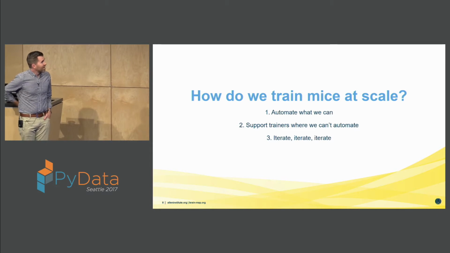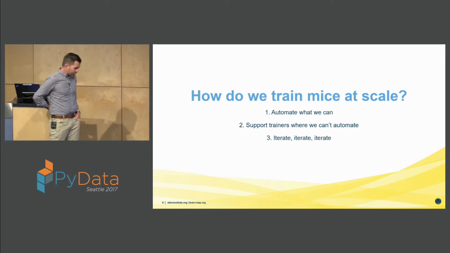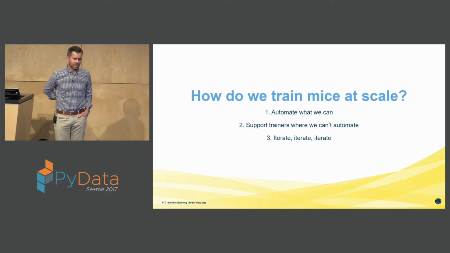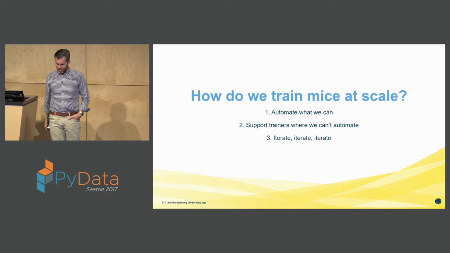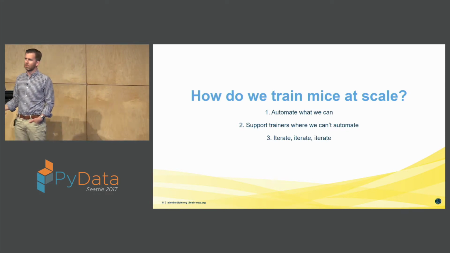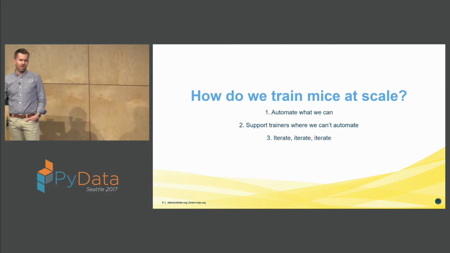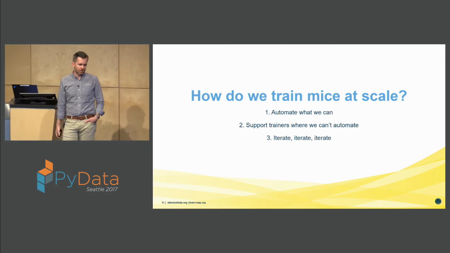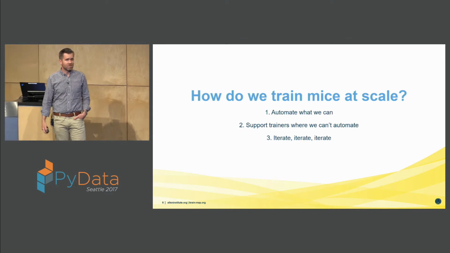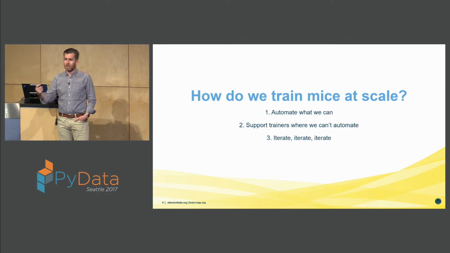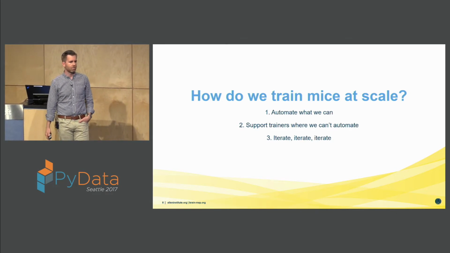So in order to do this, though, we need to train mice at scale. So how do we train mice at scale? Well, the key pieces is that we need to automate whatever we can. Whatever we can't automate, we need to be able to support our trainers. And then beyond that, we just need to be able to iterate and improve our ability to train animals.